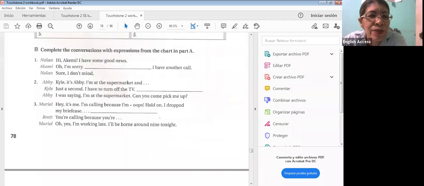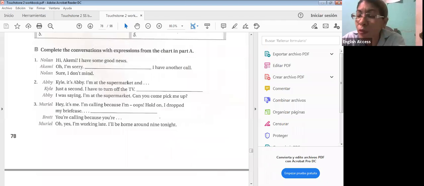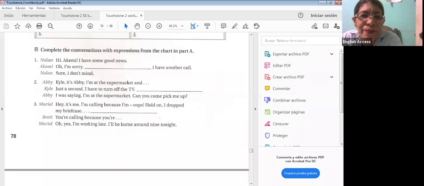Now, exercise B says complete the conversation with the expressions from the chart in part A. So we have Nolan. Okay, in conversation one, I'm going to be Nolan and you're going to be Akemi, okay?